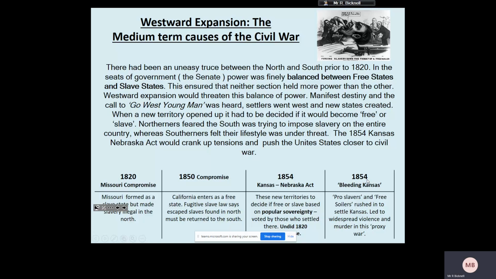So these are the medium-term causes. I definitely think these are more important. This is when the North and the South actually began to fall out with each other. The Missouri Compromise, the 1850 California Compromise, the Kansas-Nebraska Act, and then Bleeding Kansas that leads on from that. Happy with all? Yeah. Excellent.